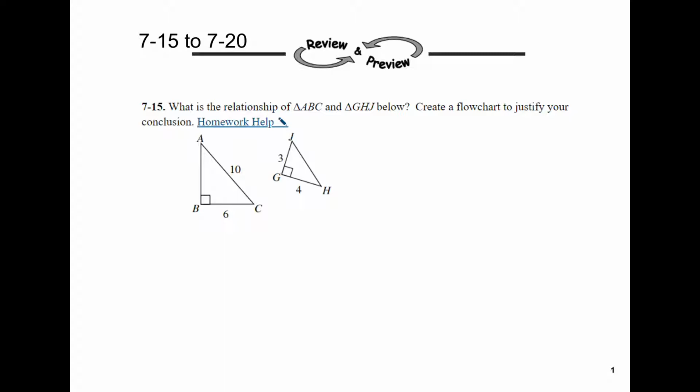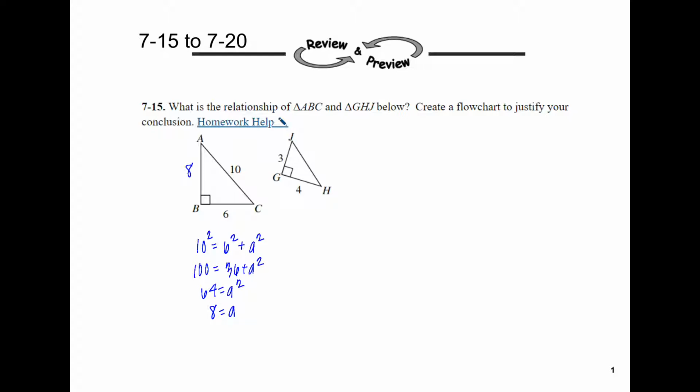So looking at these two right triangles, the first thing that I'd like to do is find the missing sides. So in triangle ABC, I know that a squared plus b squared equals c squared. So 10 squared is equal to 6 squared plus our missing side squared. 10 squared is 100. 6 squared is 36. We use our inverse operations and we get 64 is equal to a squared. We take the square root and we get a is equal to 8. So our missing side is 8.